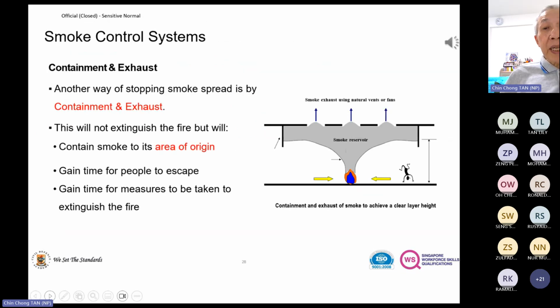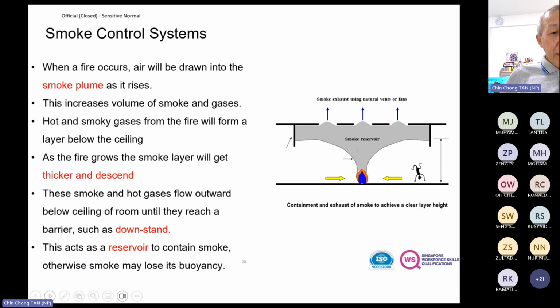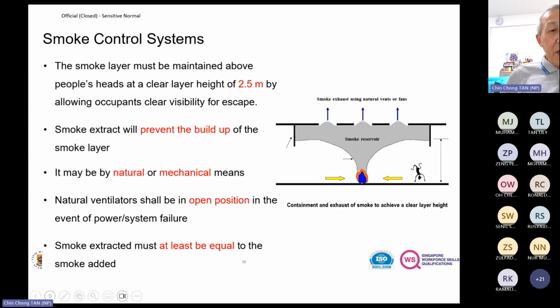This one I explained already. The containment and exhaust method, with downstands and all those. And then the clear layer height of 2.5 meters. This is the one advocated by the civil defense, with the three criteria: radiant heat, visibility, and carbon monoxide level. We must take care of that.